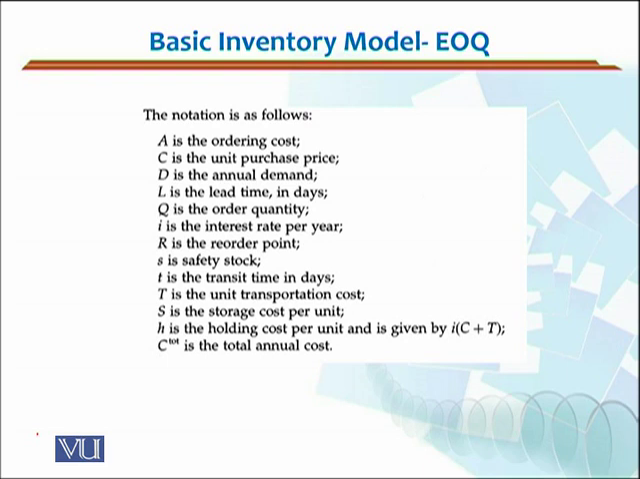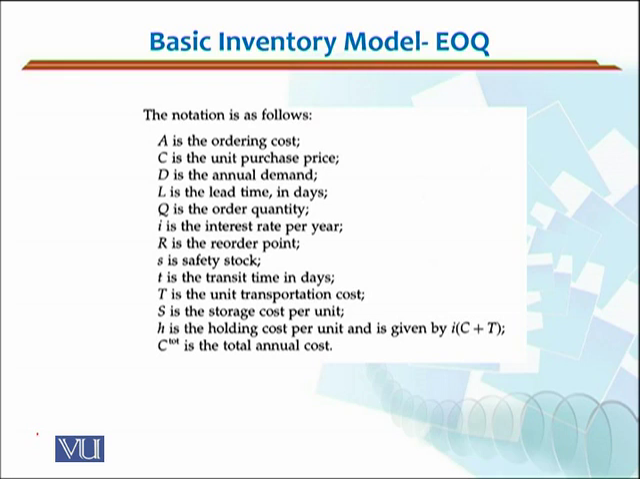L is the lead time in days. Q is the order quantity. I is the interest rate per year. For carrying cost, I might require the interest rate, so I have taken it as I. R is the reorder point, at what level you need to reorder. Small s is the safety stock. Small t is the transit time in days. Big T is the unit transportation cost. Small t would be used for the transit time and big T would be used for the unit transportation cost.